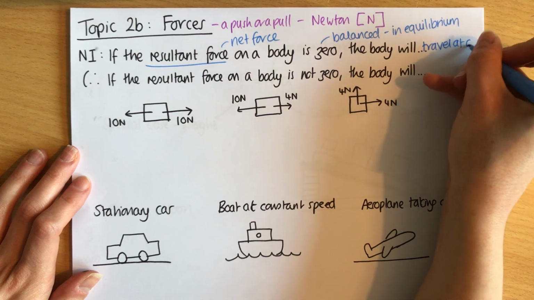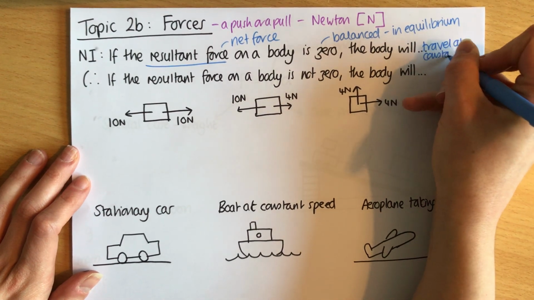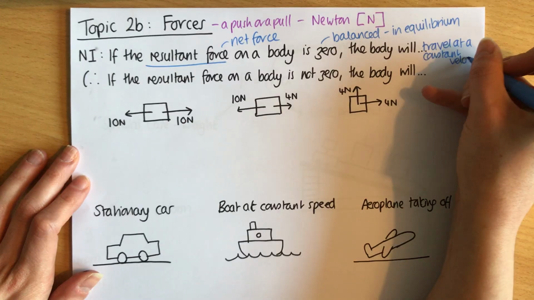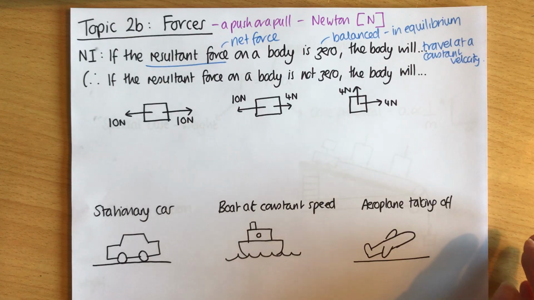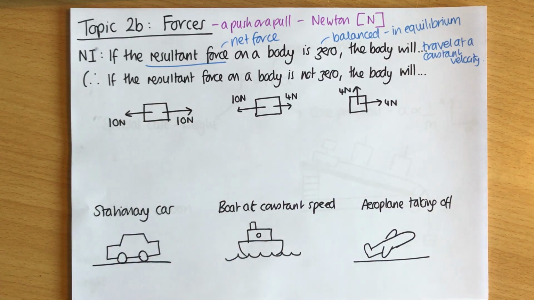Travel at a constant velocity. Now, that could be that if it's stationary, it will stay stationary, and that's the most common experience we have of this. So, for example, right now, this paper is sat on the table and it's staying still because the forces on it are balanced.